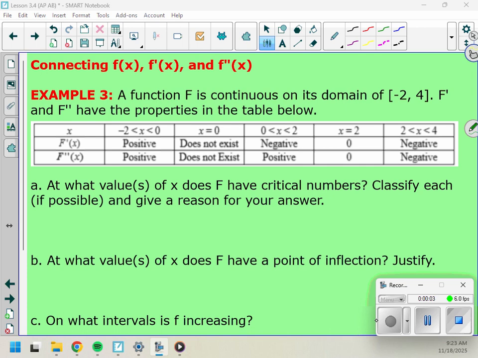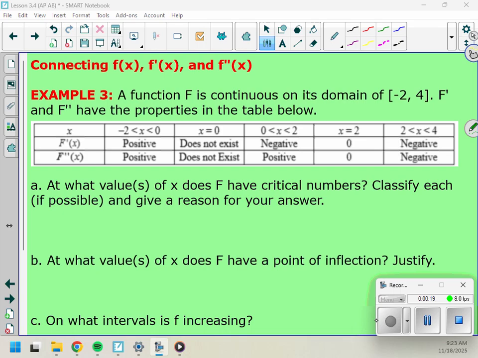This is connecting f, f prime, f double prime, example 3. We're going to just read some information from a table, practice reading from a table. So we have a function f which is continuous on the domain -2 to 4. f prime and f double prime have the following properties in the table.